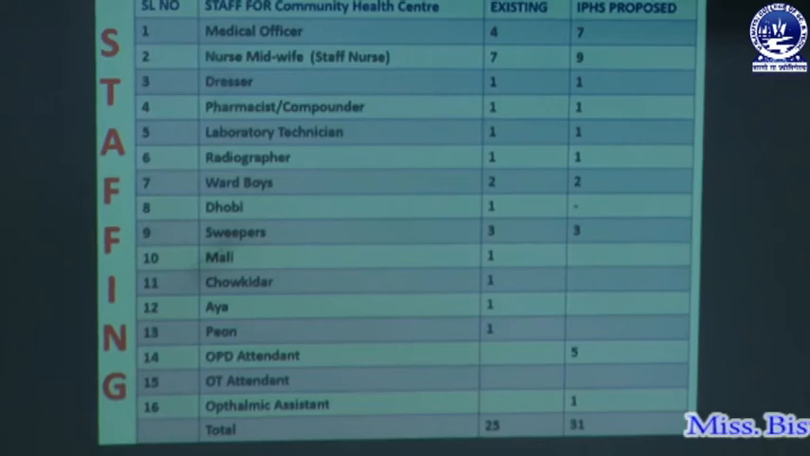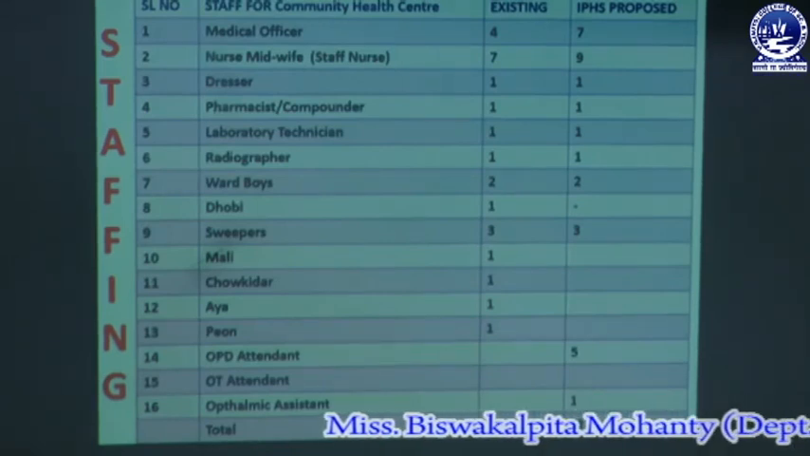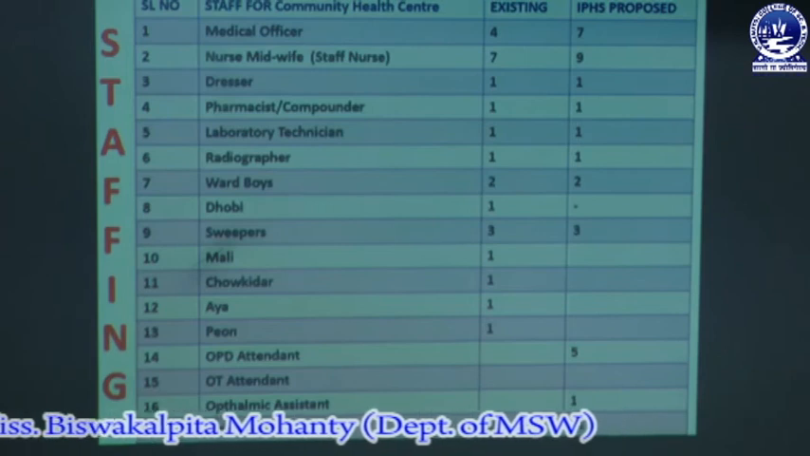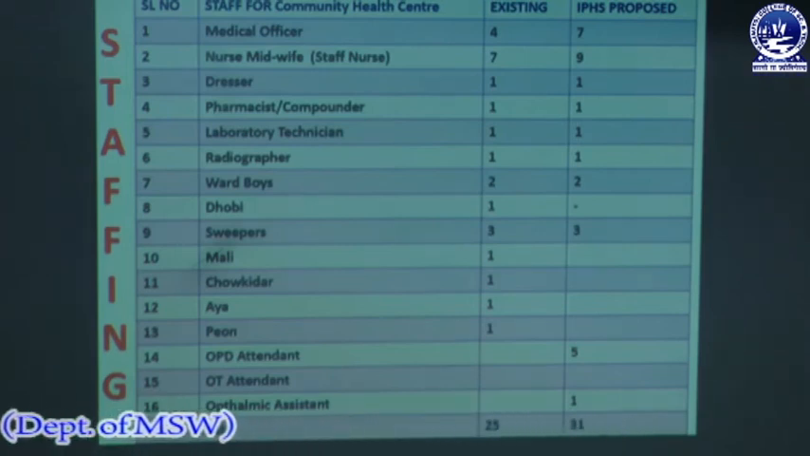And next we will discuss the staffing pattern of the community health center. In the community health center, there are medical officers existing 4 and IPHS proposed 7. Nurse midwife or staff nurse existing 7 and IPHS proposed 9. Then dresser existing 1 and IPHS proposed 1. Then pharmacist or compounder existing 1 and IPHS proposed 1. Laboratory technician existing 1 and IPHS proposed 1. Then radiographer existing 1 and IPHS proposed 1.